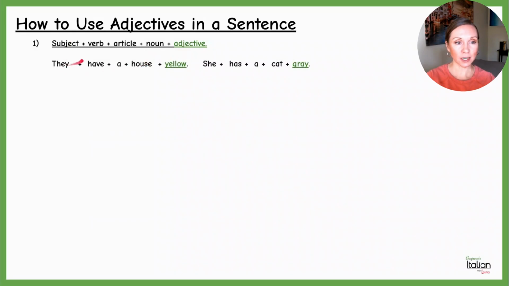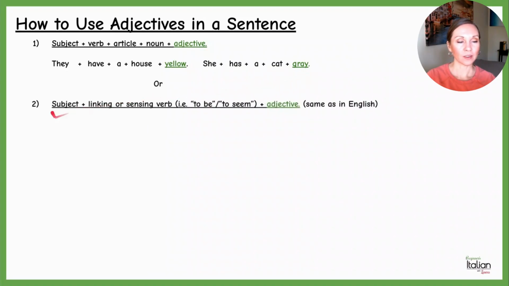They is our subject. Have is our verb. A is our article. House is our noun. And yellow is our adjective. Okay, so they have a house yellow is how you'd say it in Italian. Or for another example, she has a cat gray. Okay, I wrote it in English that way so that you'd remember it a little bit easier when you go to translate it into Italian.